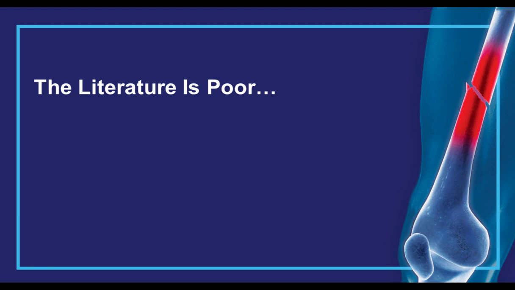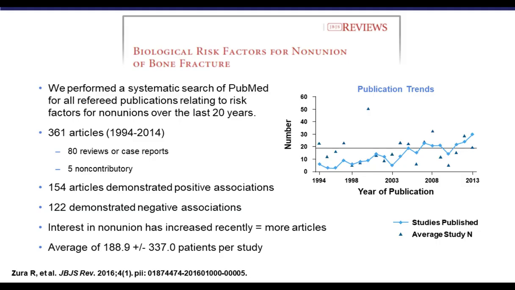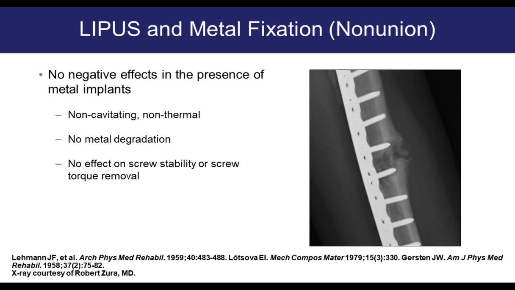So again, from that same paper, we did a systematic review of PubMed, and we chose to go back 20 years. We chose that sort of randomly, but you have to pick at some point where you're going to stop pulling articles. A couple things to note: we found 361 articles looking at non-union from 1994 to 2014. We published this. 154 of the articles demonstrated positive association, so the factor they looked at was causative of non-union. However, 122 demonstrated negative association, so the factor they were looking at was not causative of non-union.